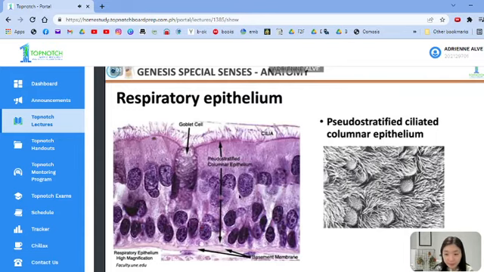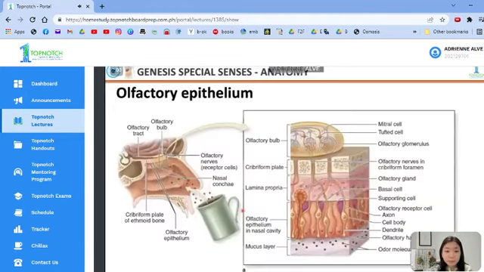Then you have the middle-sized cells. Then you have the tall columnar cells with cilia. So these are also called goblet cells, which secrete mucus. The mucus films trap airborne dust particles and microorganisms. And then you have the ciliary movements, which continuously propel the sheet of mucus towards the pharynx for elimination.